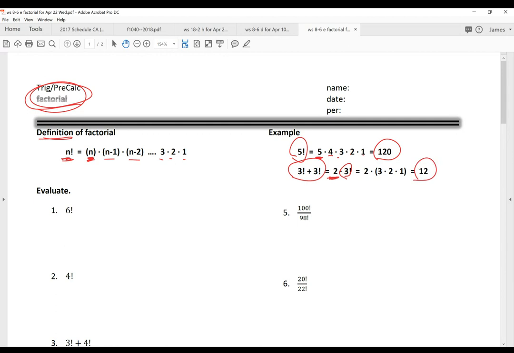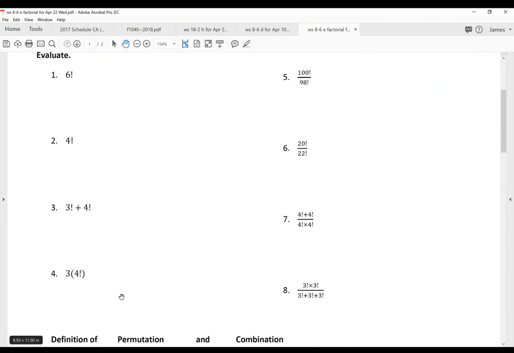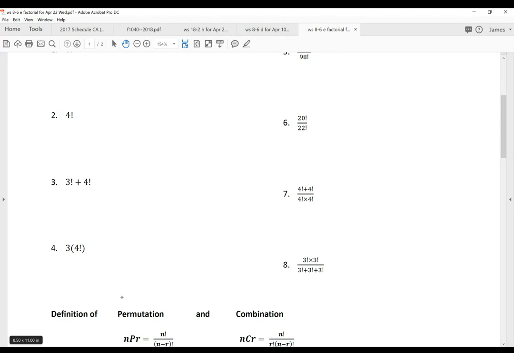Okay, so for example, I guess I'll do number 3. Number 3, you have 3 factorial plus 4 factorial. There's no simple way to do it. Just multiply 3 times 2 times 1, and then plus 4 times 3 times 2 times 1. So you multiply first, and then you add. So 3 times 2 is 6, times 1, times 1 doesn't really matter. And then 4 times 3 times 2 times 1 happens to be 24. So if you add them up, that turns out to be 30.